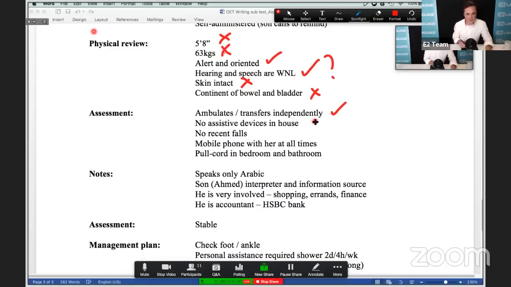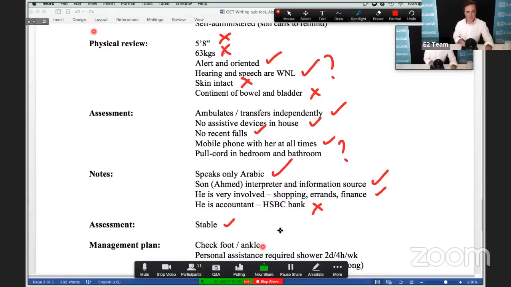Okay, she transfers independently. No assistive devices in the house. No recent falls. Mobile phone. Pull cord in bedroom and bathroom, possibly. Speaks only Arabic, definitely. Son's the interpreter, definitely. He is very involved, shopping, errands, finance. Maybe I'll include it, but just in a very simple way. And it doesn't matter that he works at HSBC Bank and he's an accountant. That's irrelevant. Stable, fine.